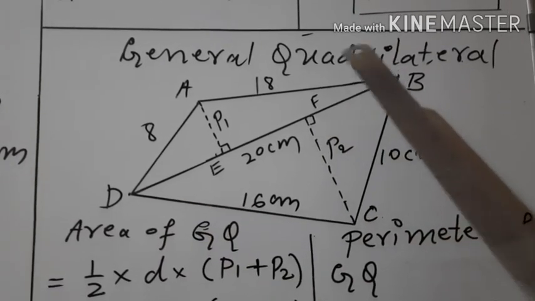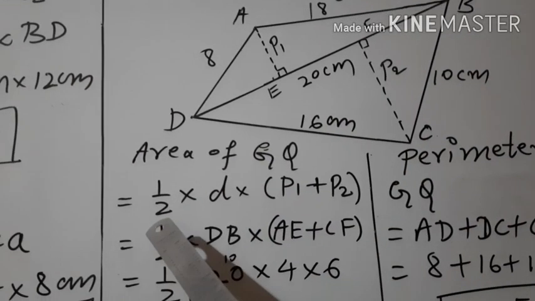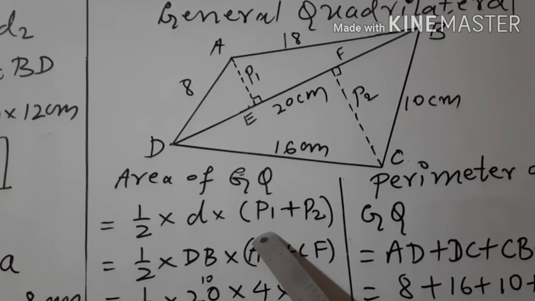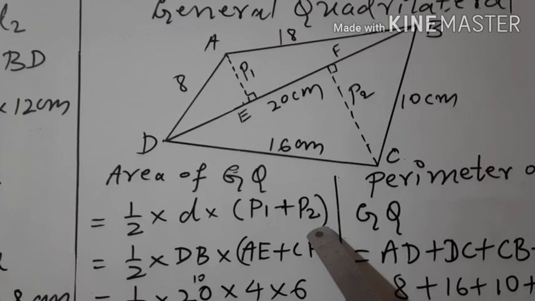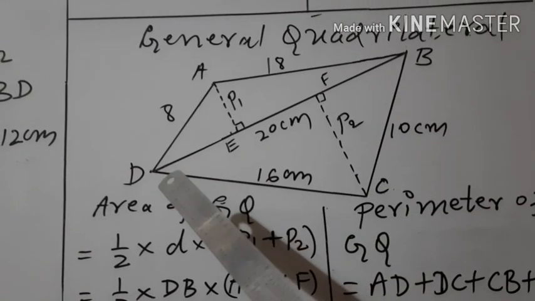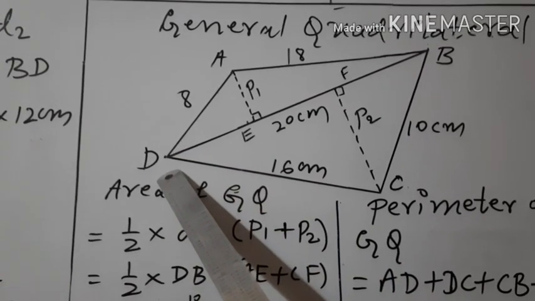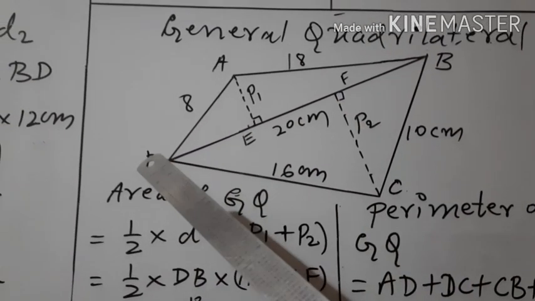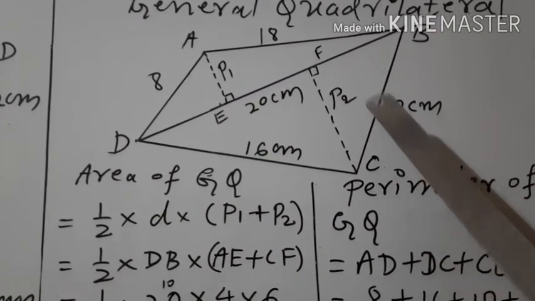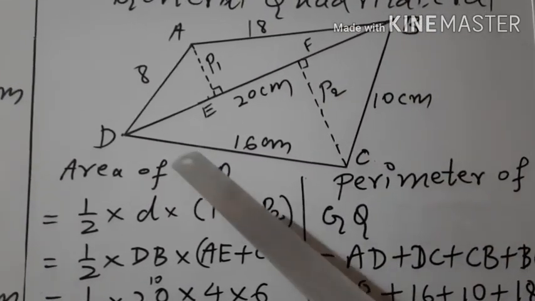If you are asked to find the area of this general quadrilateral, the formula used is half into D, meaning diagonal, into bracket sum of the perpendiculars drawn to the diagonal. See here, this ABCD general quadrilateral. If we draw a diagonal BD, then the entire quadrilateral is divided into triangle DAB plus triangle DBC. So, area of triangle DAB plus area of triangle DCB gives the area of ABCD.